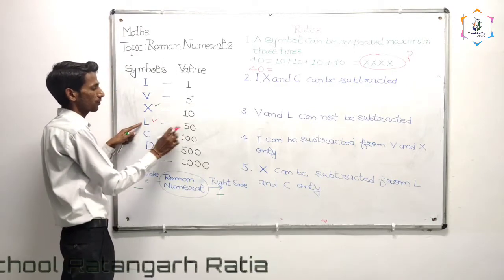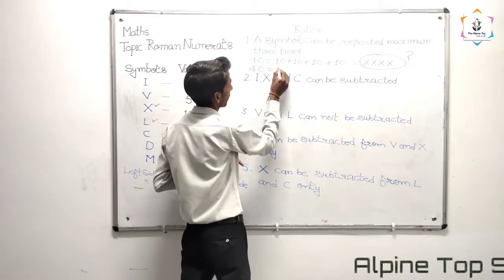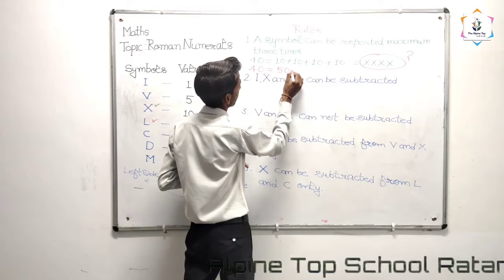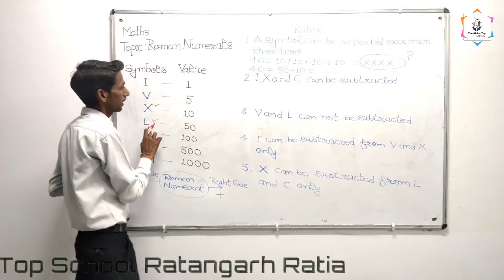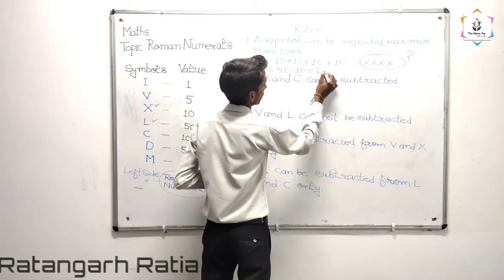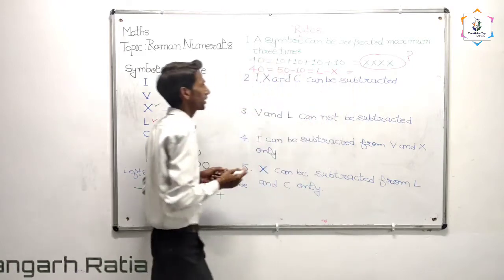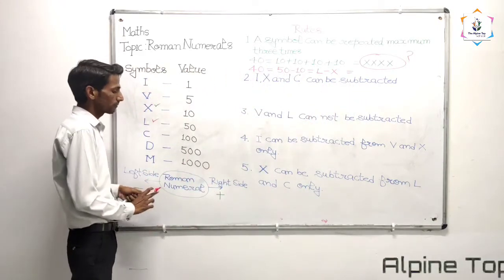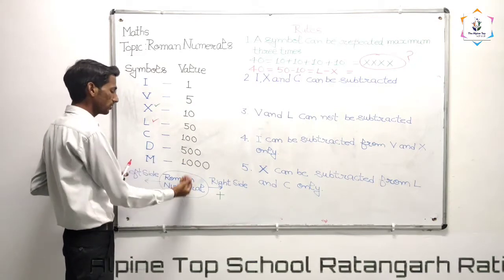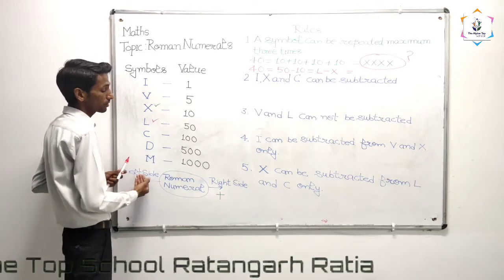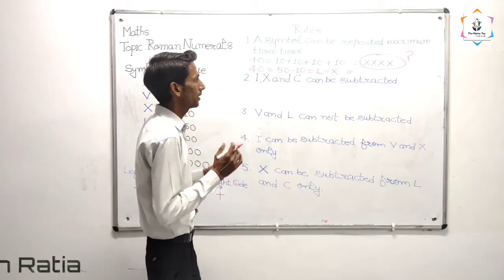If you subtract 10 from 50, you will get 40. Obviously for 40 I am going to use 50 minus 10. It means for 50 we have a symbol L, and for 10 we have a symbol X. Now students, in the beginning of the lesson I told you, if you write any Roman numeral on the left hand side of any other Roman numeral, that value must be subtracted from that given Roman numeral.